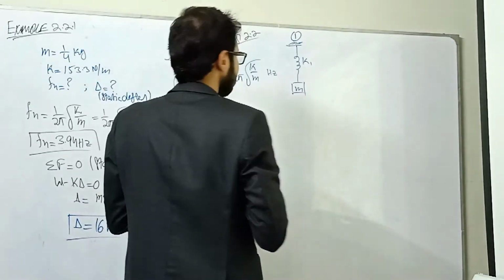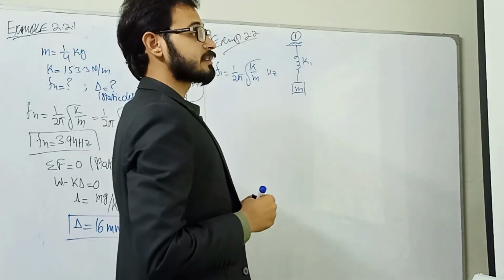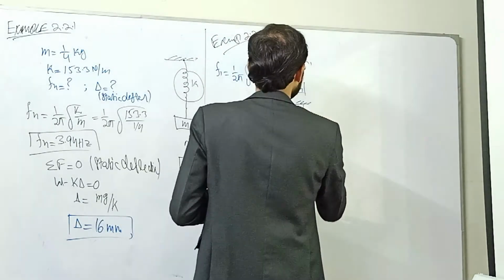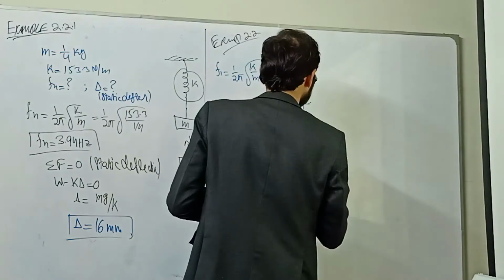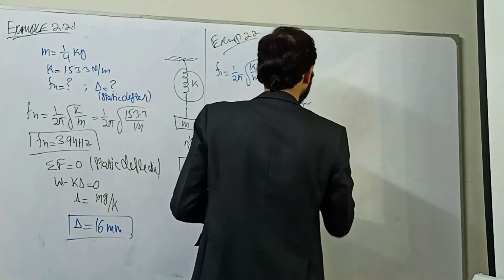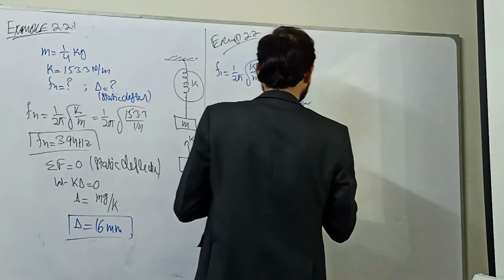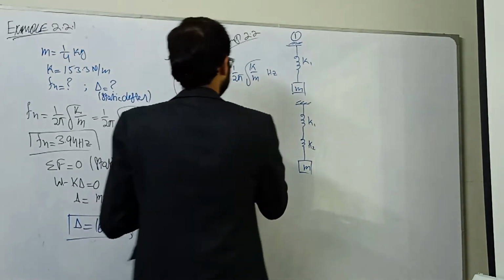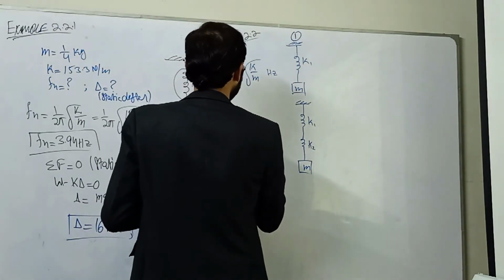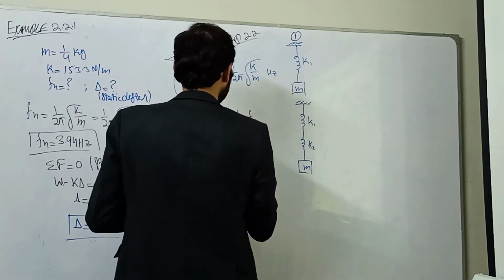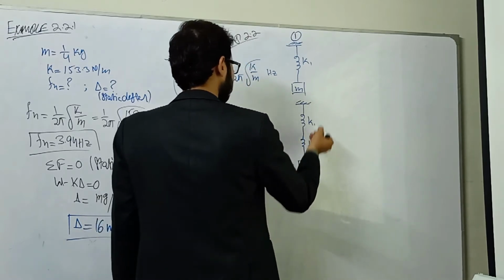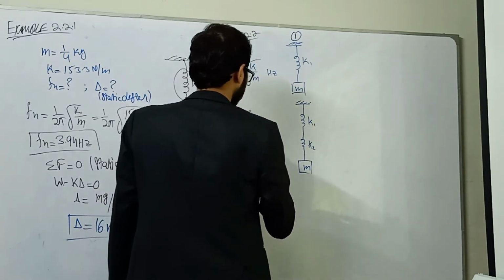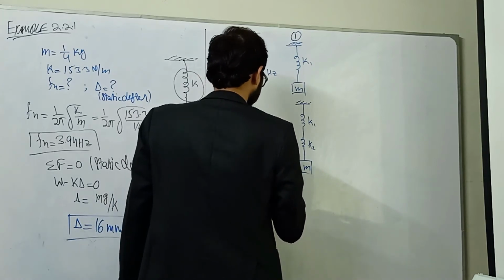What is the second case? In the second case, a second spring K2 is added in series. So suppose this is another spring added in series to this block of mass m. This is K1, this is K2. And what will be the natural frequency? Natural frequency is lowered to half of F1. So F2 is equal to half of F1. What is F2? Because the springs are added in series, F2 is 1 divided by 2 pi times the square root of K equivalent divided by m.